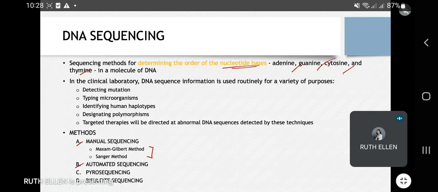Next, we have automated sequencing, which is actually a modernized method of Sanger. Okay, so ang principle niya is still based on Sanger, pero ginawa na siya sa automation. Okay, so meron na tayong software na ginagamit dito. Okay, next, you have pyrosequencing and bisulfite sequencing. Okay, so discuss natin yan isa-isa.